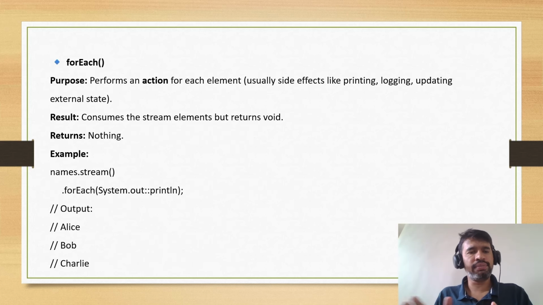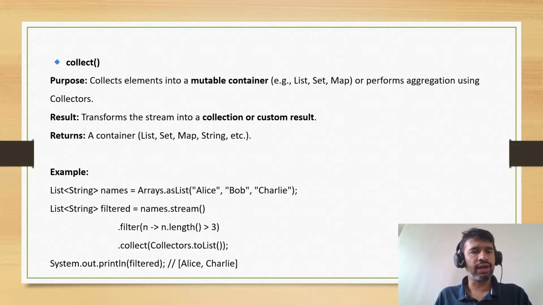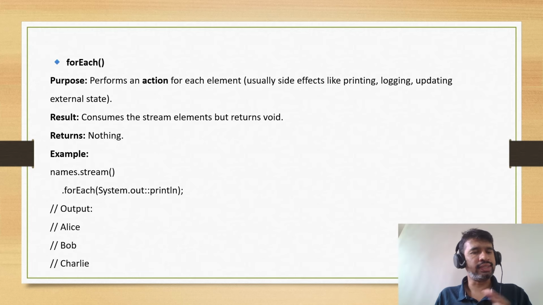Now forEach, it's a pretty straightforward one. It's basically to perform a printing operation, a logging operation, and some kind of update also you can do with the forEach. So it returns nothing. It consumes the stream and returns void. In case of collect, it returns a container. So the example is pretty clear here. You can see the name stream, forEach we are doing.